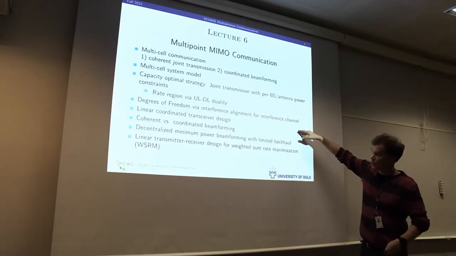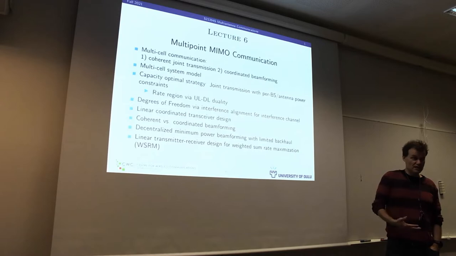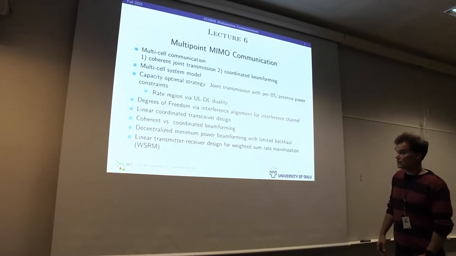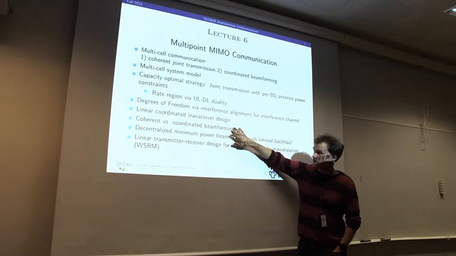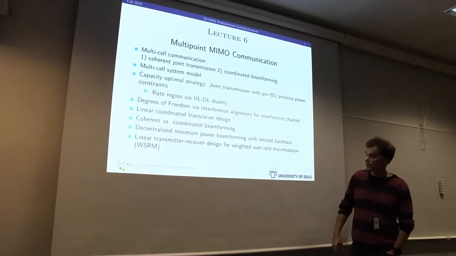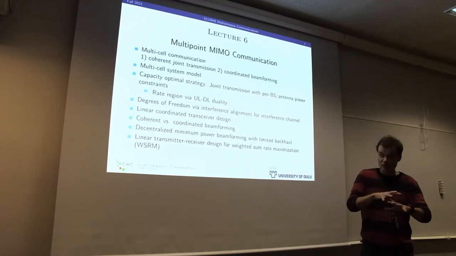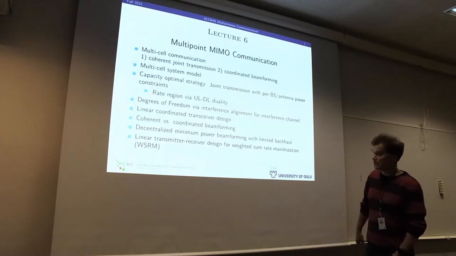Then we will move on to linear coordinated transceiver design. It's an extension of the slides at 5, where we considered just single antenna receivers. Now we will consider multi-antenna receivers and multiple transmitters, each with their individual, per base station power constraints. And then we will look at some numerical examples that I did more than 10 years ago, comparing coherent transmission versus coordinated beamforming in different scenarios. What are the gains with respect to, gain versus pain, basically?